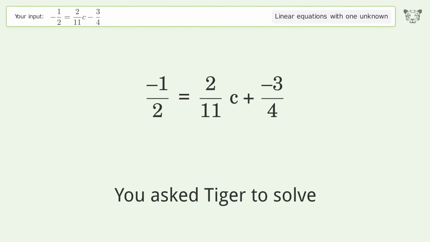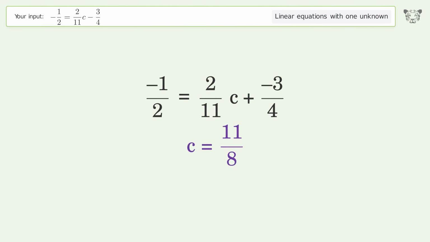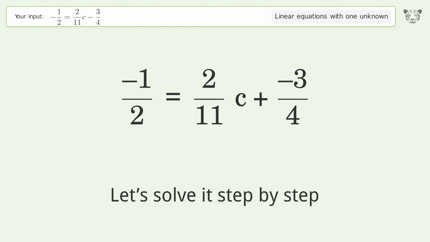You ask Tiger to solve. This deals with linear equations with one unknown. The final result is c equals 11/8. Let's solve it step by step.